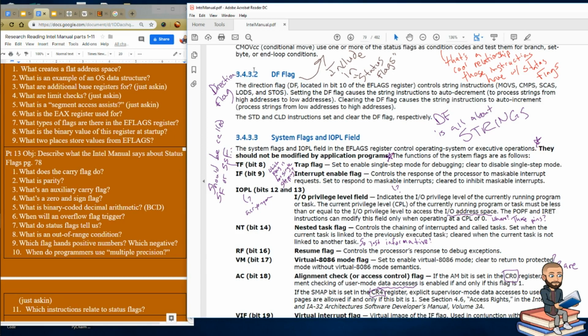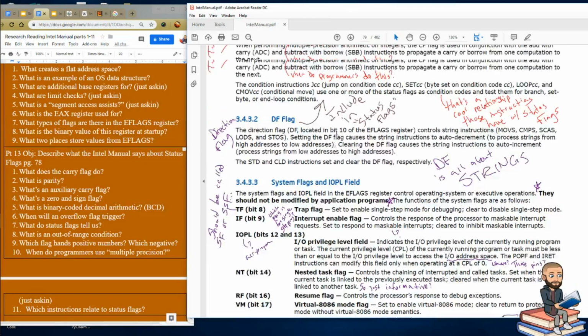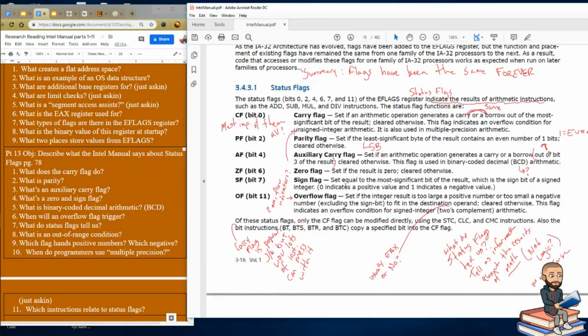So just remember the direction flag is all about strings, while we had just spent a significant amount of time looking at the status flags, which relate to numbers, aka integers.